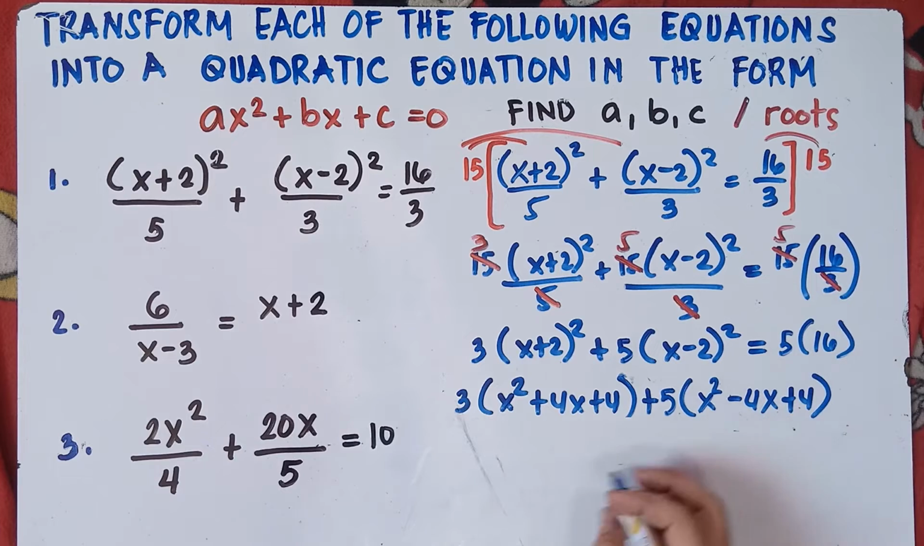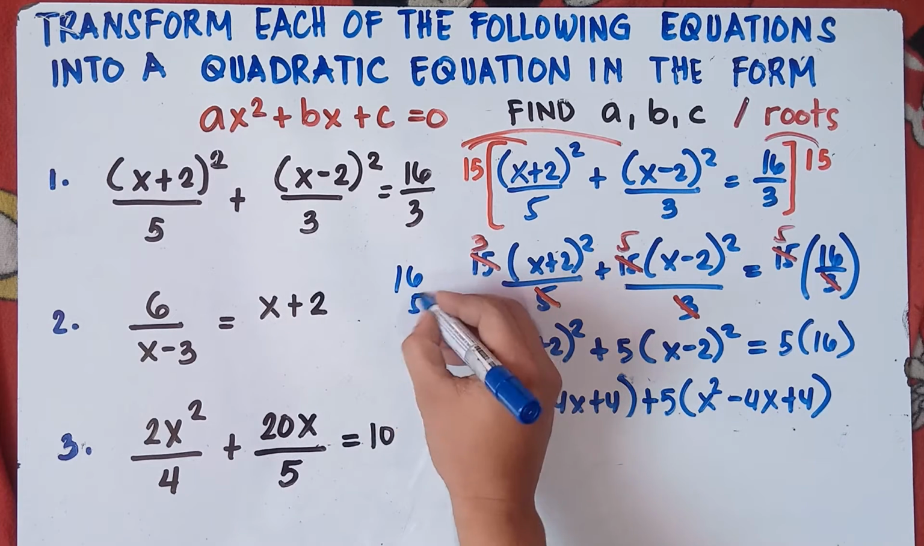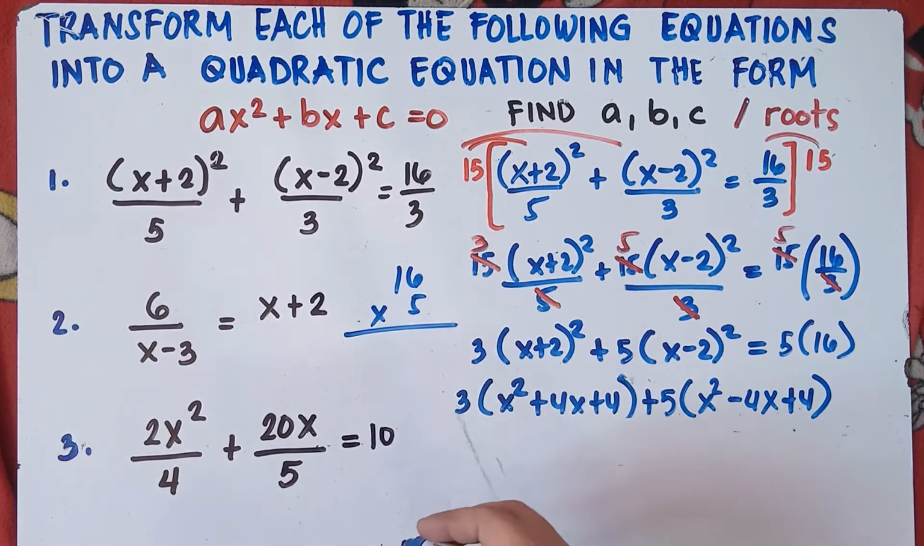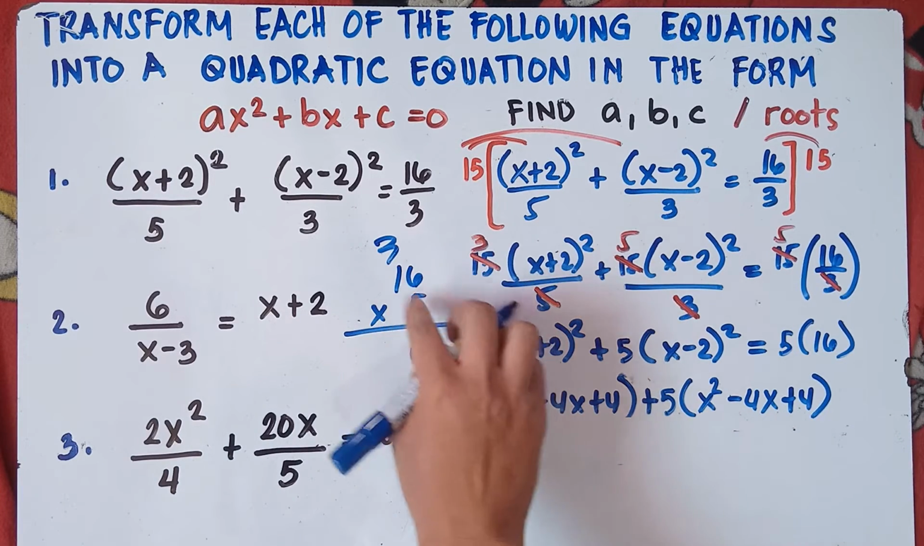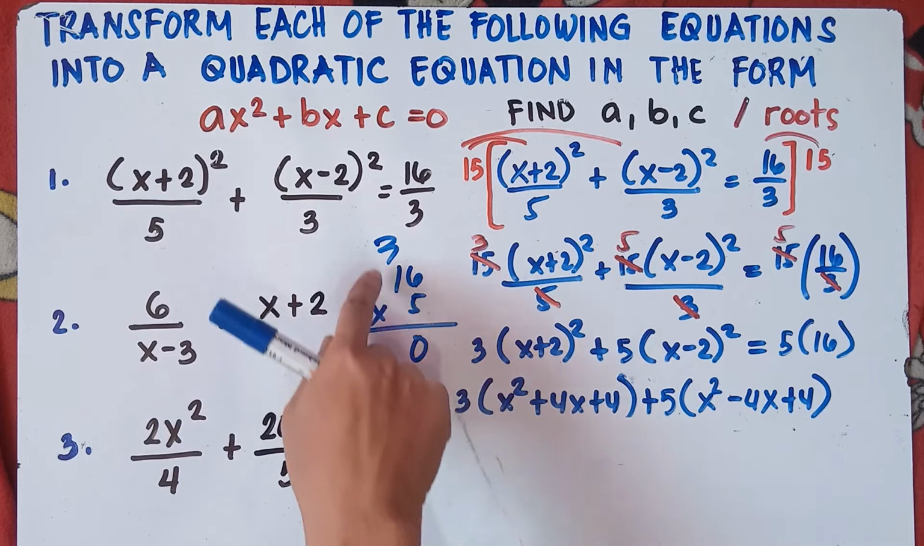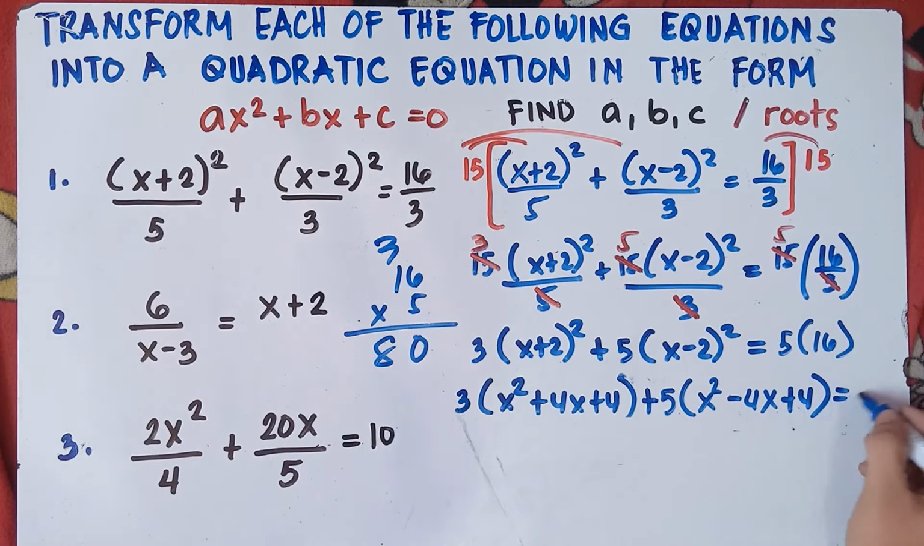And 5 times 16, let's multiply 16 times 5. This will be 5 times 6 is 30, 0 carry 3, 5 times 1 is 5, plus 3 is 8, so 80. 80, class, equals 80.